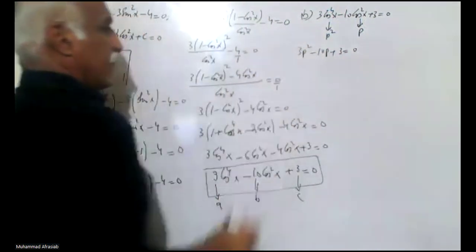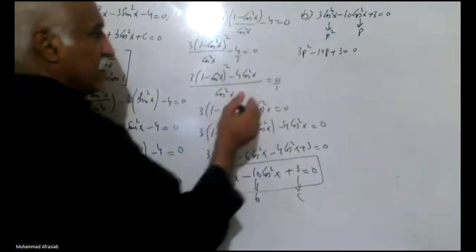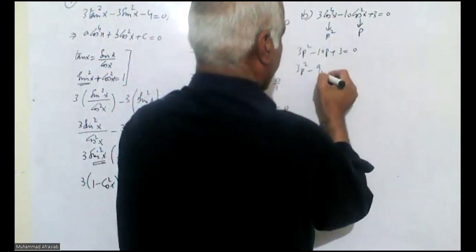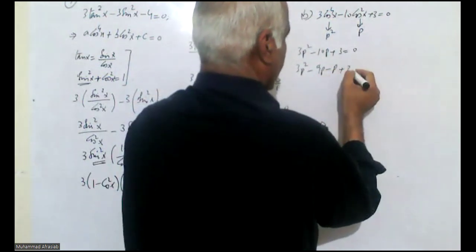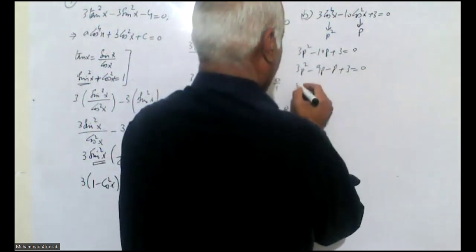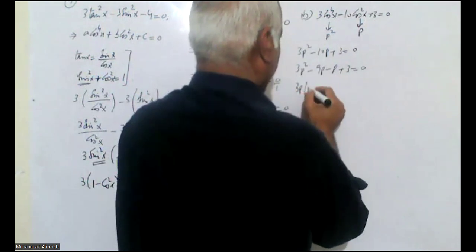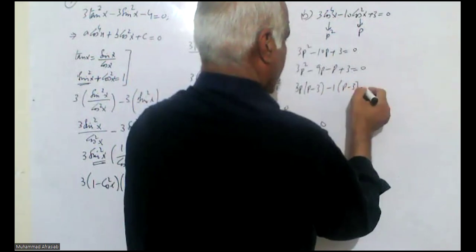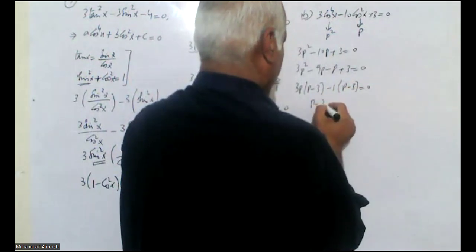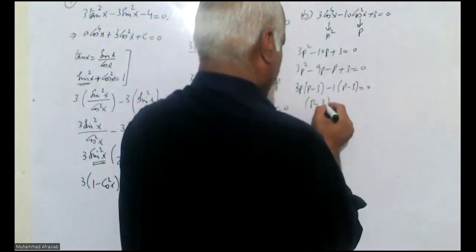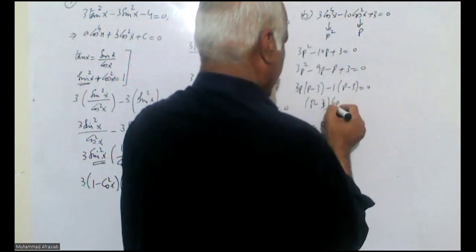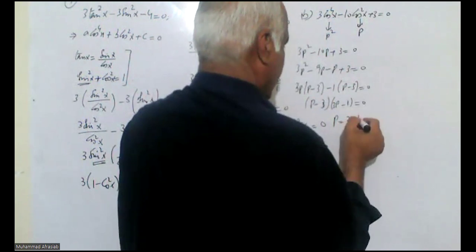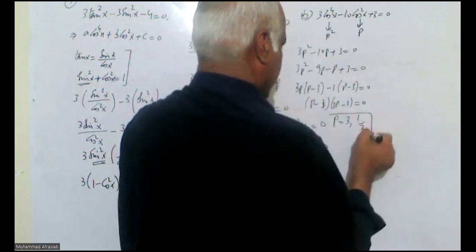Now you can use the factors method here for this expression. So it should be 3p square minus 9p minus p plus 3 is equal to 0. If 3p is common here, it should be p minus 3, minus 1 is common, p minus 3 equal to 0, or p minus 3 into 3p minus 1 equal to 0, so p is equal to 3 and 1 over 3.